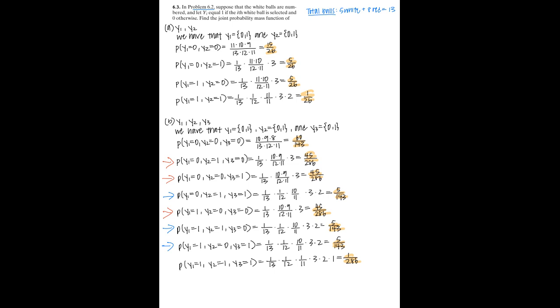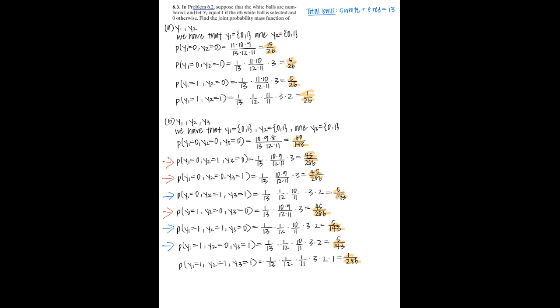So the joint probability mass function when Y1 is 0 and Y2 is 0 is 11 times 10 times 9 divided by 13 times 12 times 11, which gives 15 over 26. And then the joint probability mass function of 0, 1, which is also 1, 0, equals 5 over 26. And when Y1 is 1 and Y2 is 1, it is 1/13 times 1/12 times 1 times 3 times 2, which is 1 over 26.